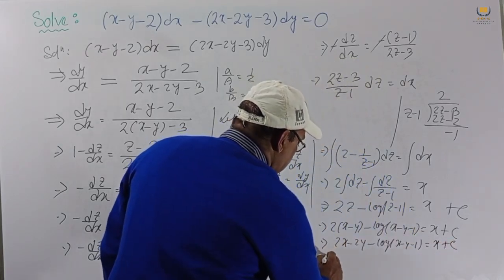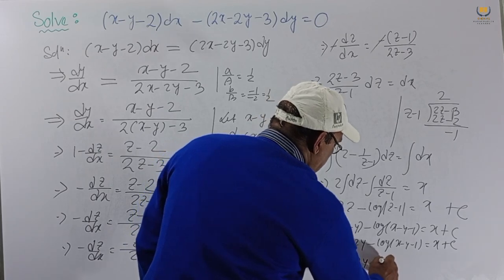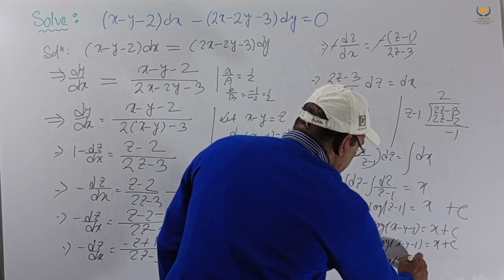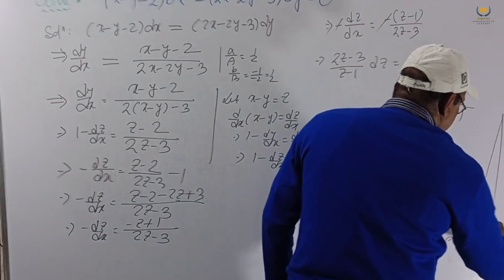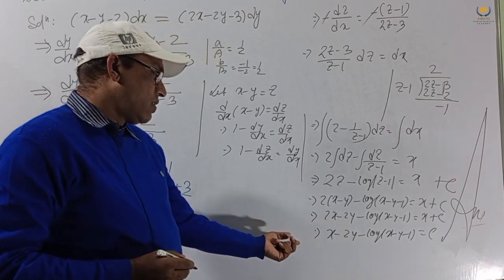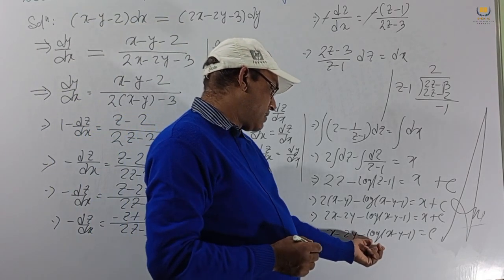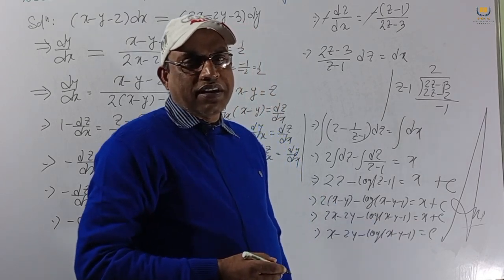Taking x this side, we get 2x minus x, x minus 2y minus log of x minus y minus 1 equal to c. And this is our answer. The answer is this one: x minus 2y minus log of x minus y minus 1 equal to c. This is the final answer.